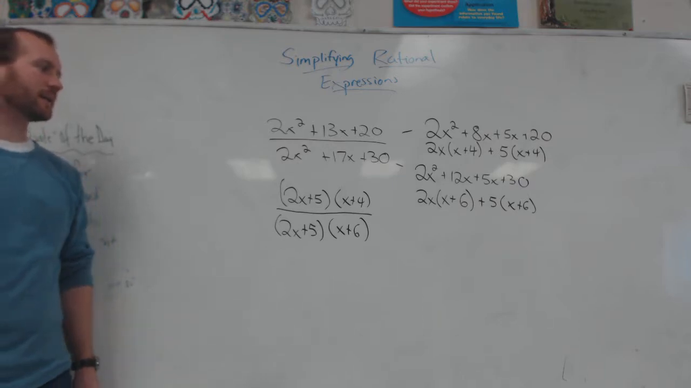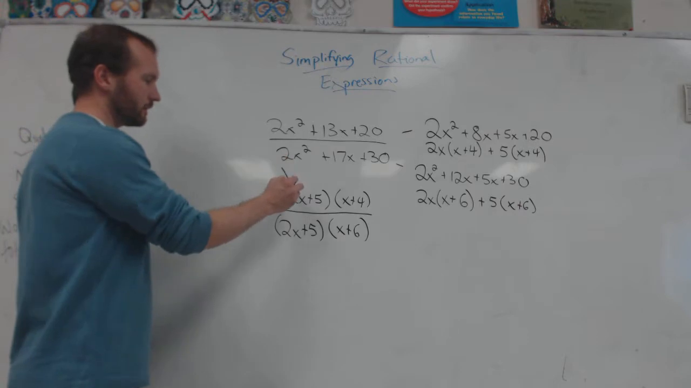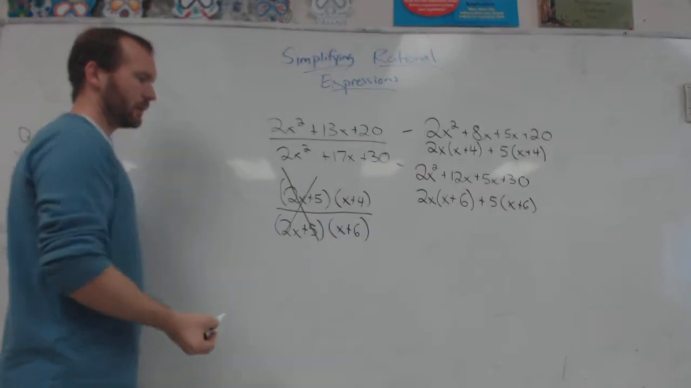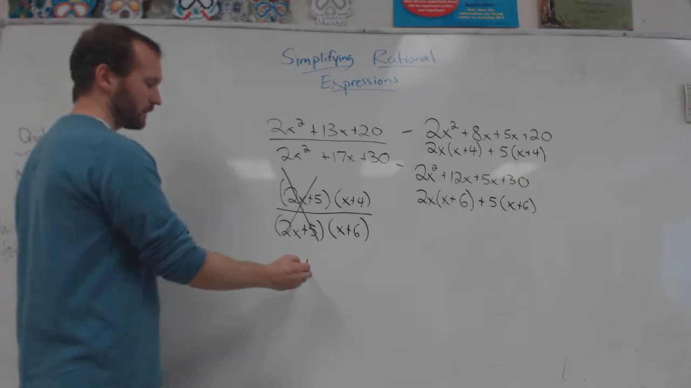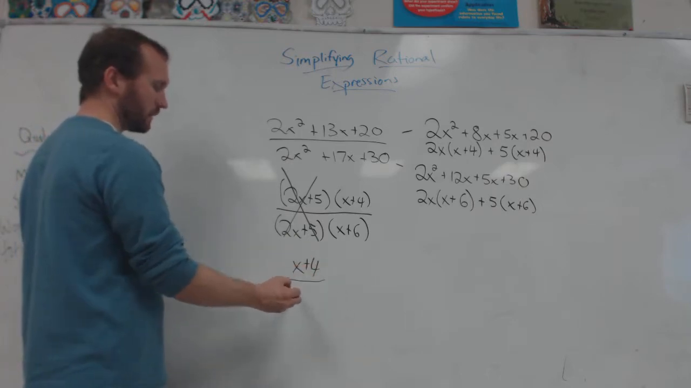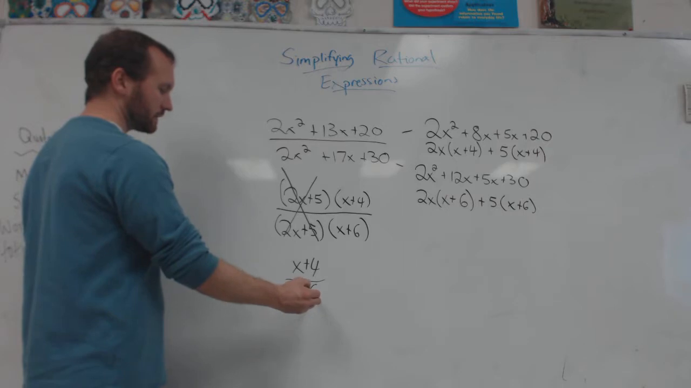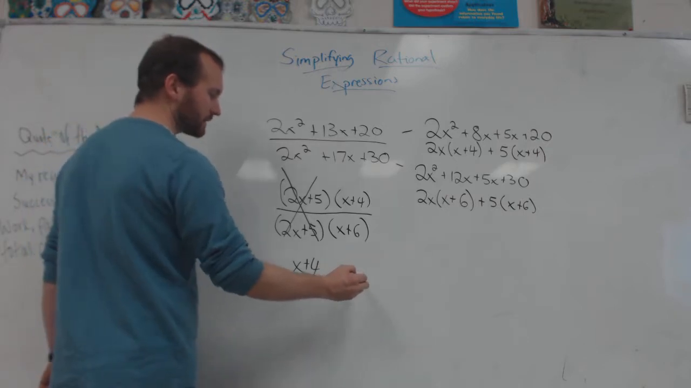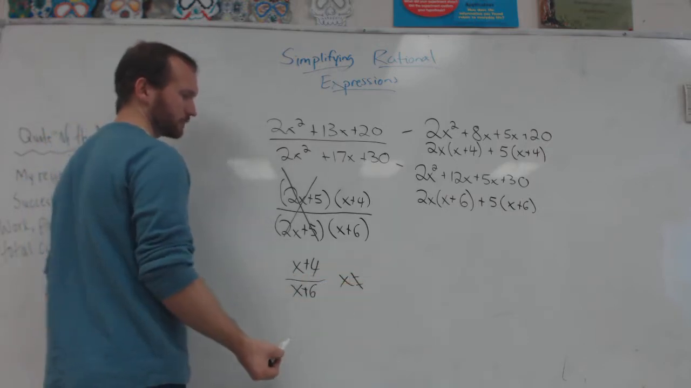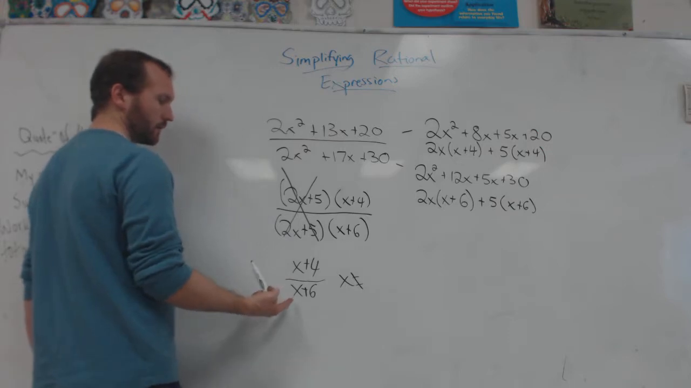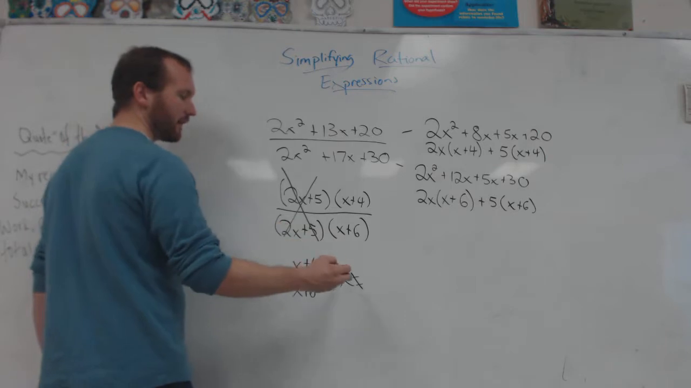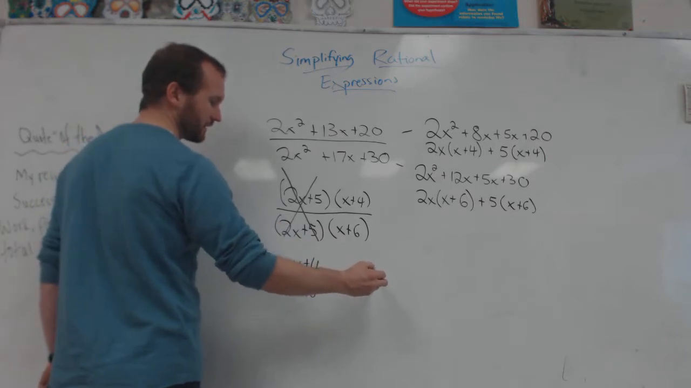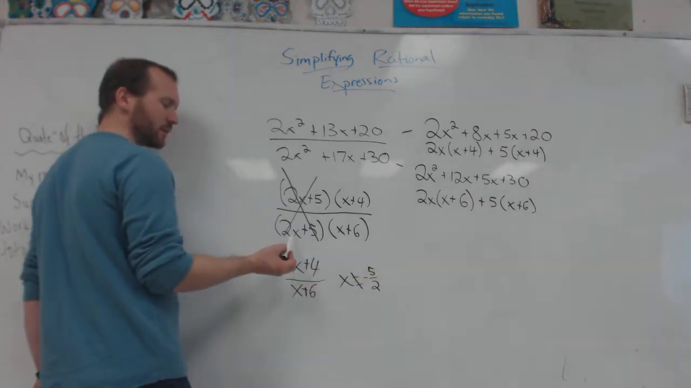Now I can cancel my 2x plus 5, because now I have a factor that cancels in the top and the bottom. So now I have x plus 4 divided by x plus 6. As long as x does not equal what? 0. Negative 6. 5 halves. Because that's what would make this expression 0.